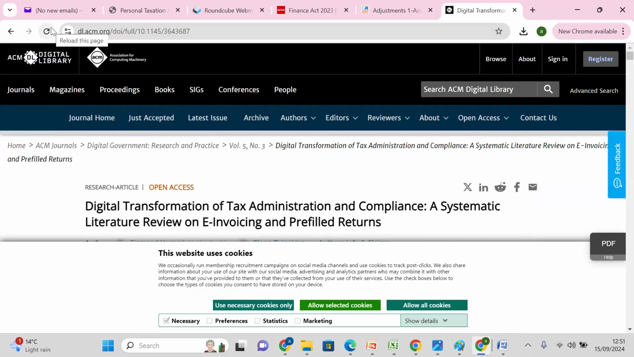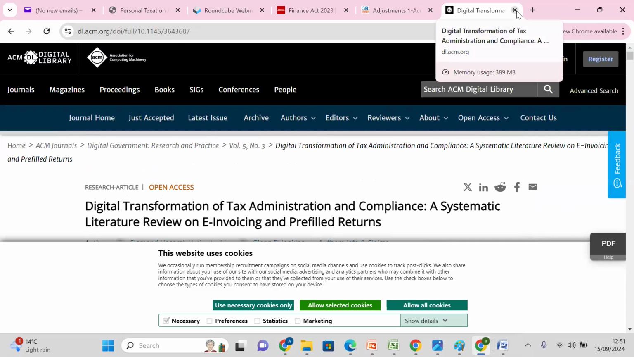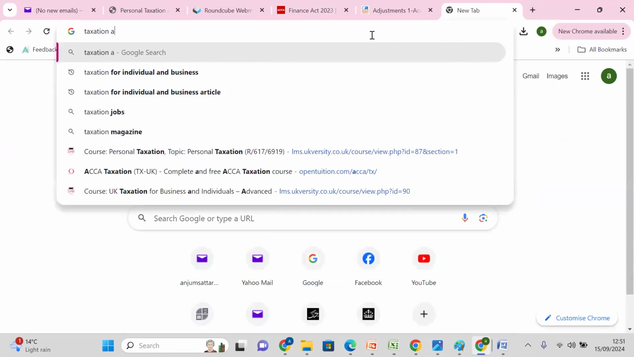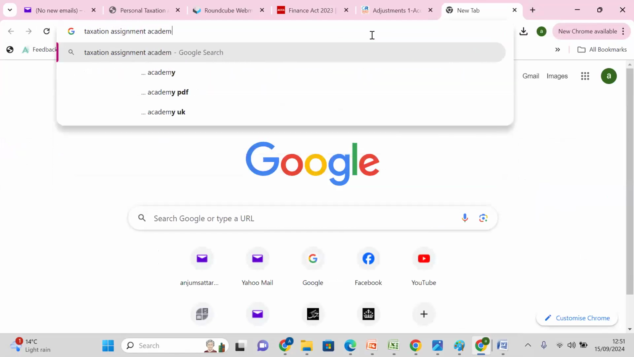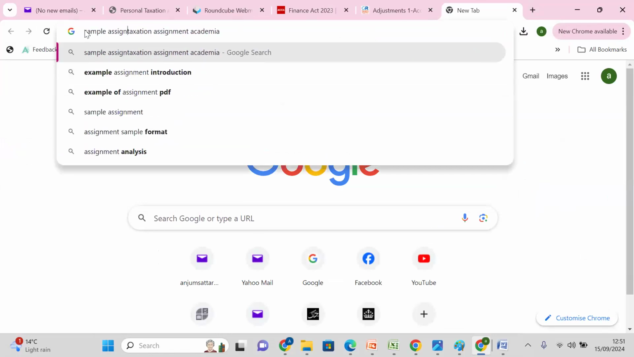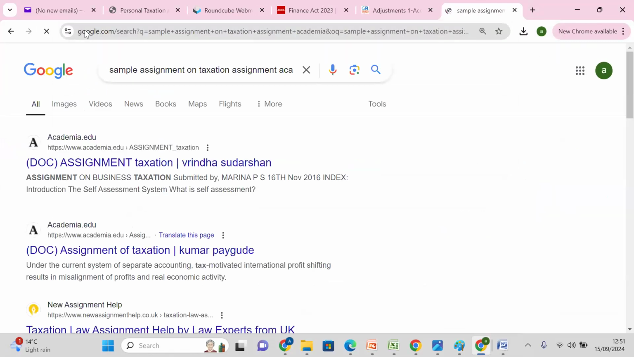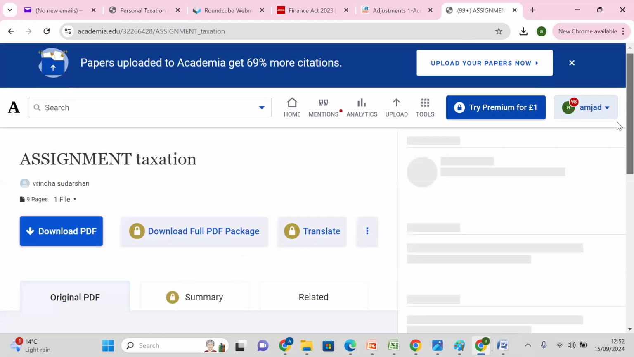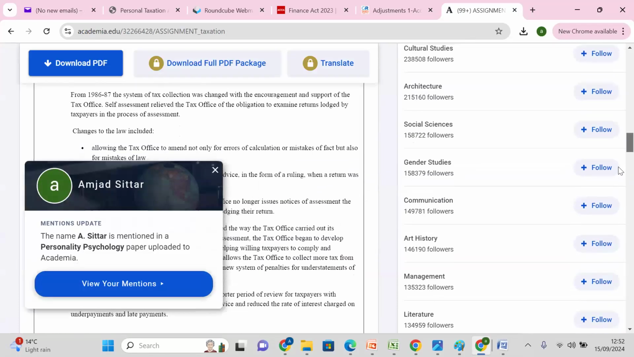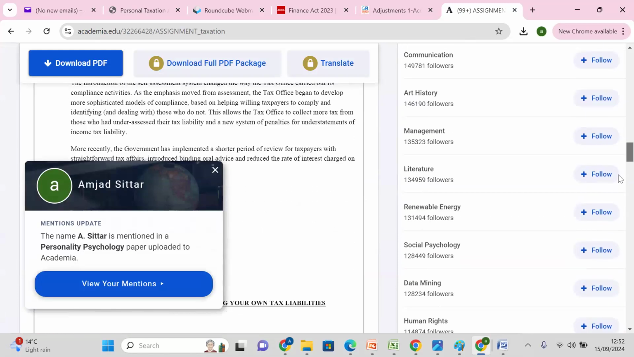Even if you want, just for the sake of a few sentences, you can pick as well. Or if you want a lot of research, you can search taxation assignment, academia, taxation. We have a website where people are sharing ideas and assignments. We have plenty of stuff on our own website, but if you want, you can download. This is absolutely free as well. Can you see here? Yes, so you can pick the stuff if you want.